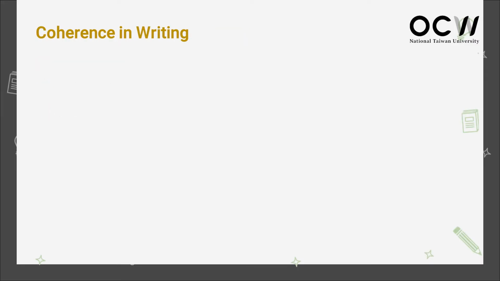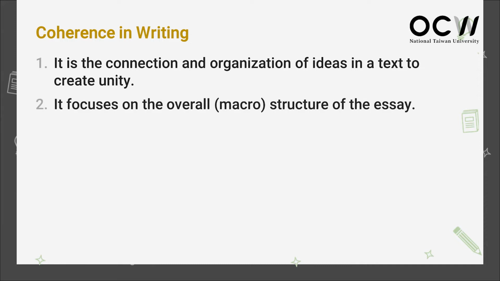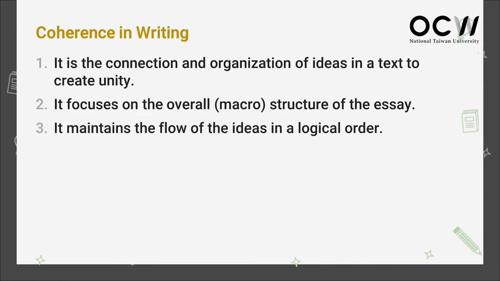First, we're going to start with coherence. What is coherence? Coherence basically connects different ideas, paragraphs, and sentences all together. It basically helps us to go from idea to idea, sentence to sentence, or paragraph to paragraph to create unity. It usually focuses on the macro structure of the entire essay. It helps us to maintain the flow of ideas in a logical order.